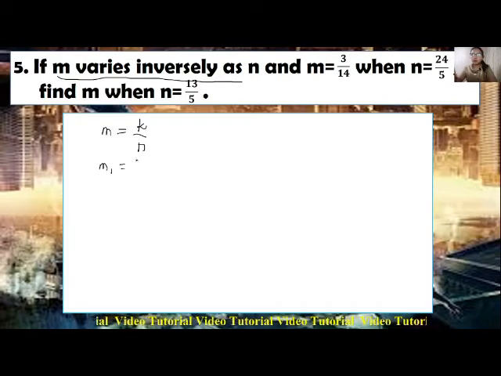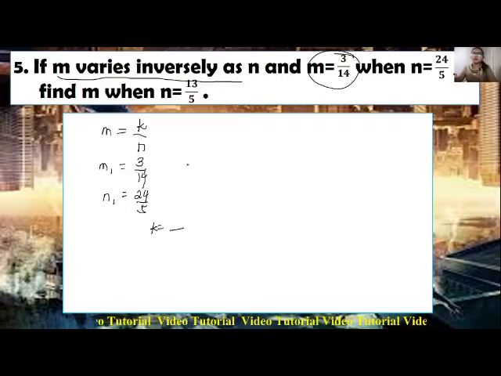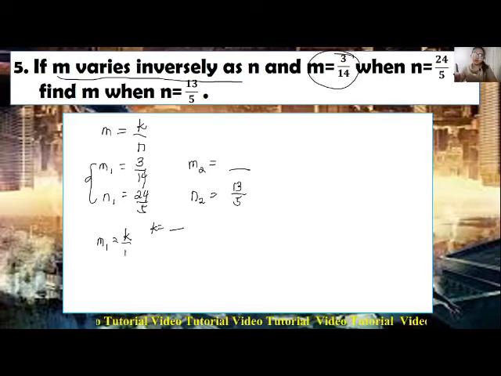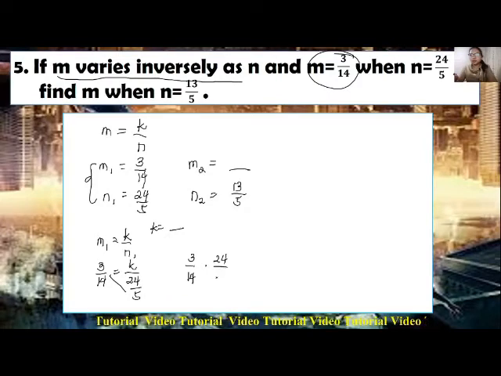First value of m is m sub 1, that's 3 over 14 based on what is given in the problem. N sub 1 is equal to 24 over 5. And then we are looking for the value of k. And then for m sub 2, that is asked in the problem, and n sub 2 is equal to 13 over 5. Let's solve for k using the first set of given values. So this will be m sub 1 equals k over n sub 1. 3 over 14 is equal to k over n sub 1, which is 24 over 5. Again, just cross multiply. 3 over 14 multiplied to 24 over 5.